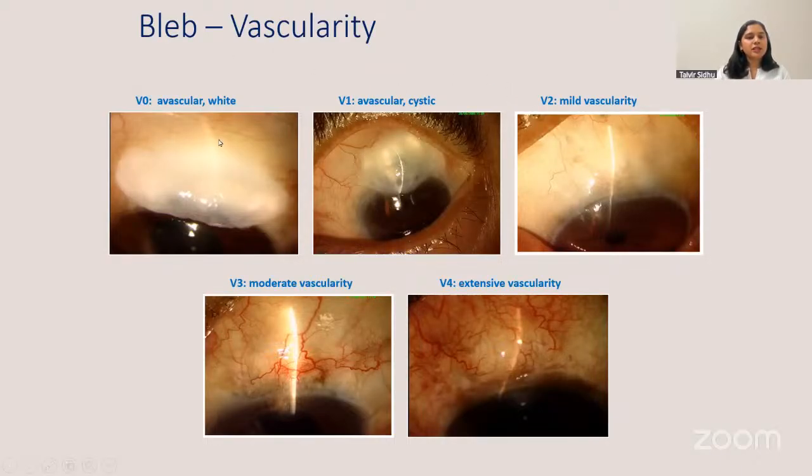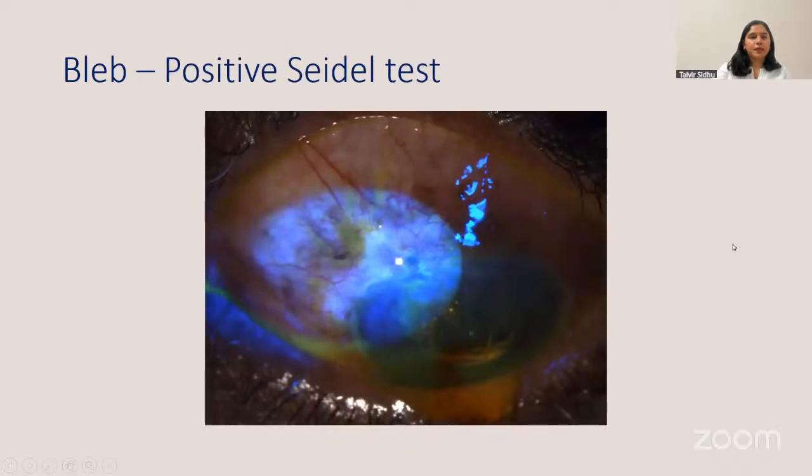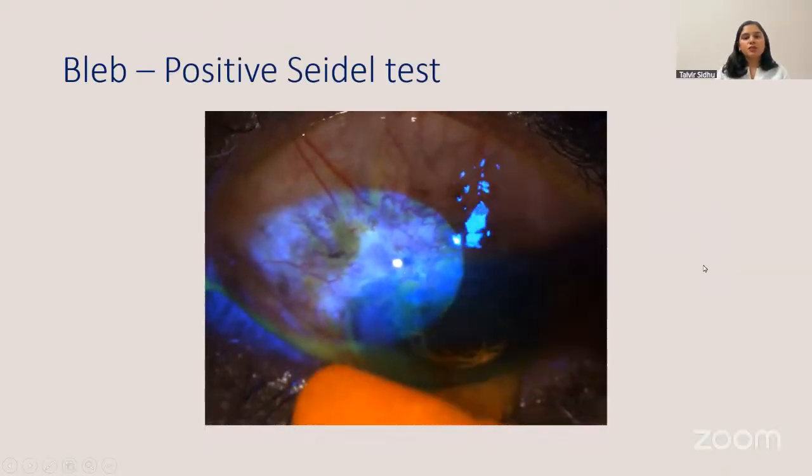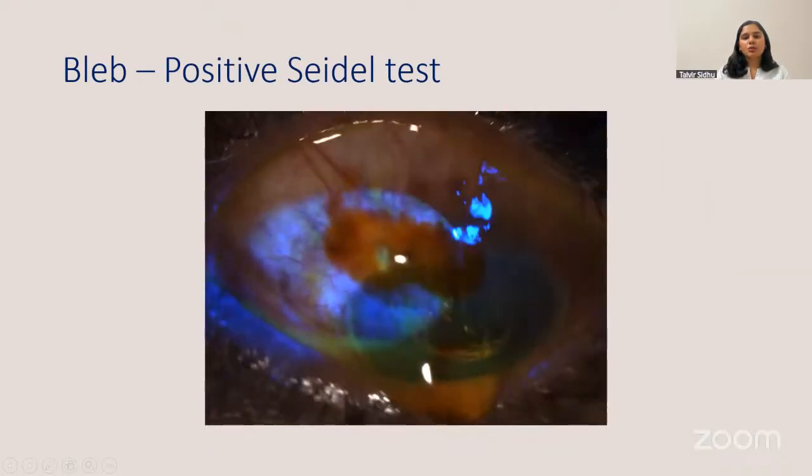Then you look at the vascularity. V0 is avascular and white bleb. V1 is avascular cystic bleb. V2 is mild vascularity. So this is an ideal bleb, V2. V3 is moderate vascularity and V4 is extensive vascularity. Positive Seidel's test must be checked on the slit lamp using fluorescein dye.